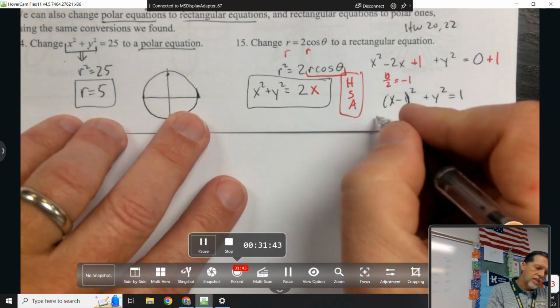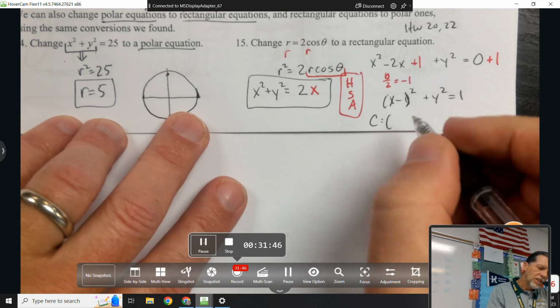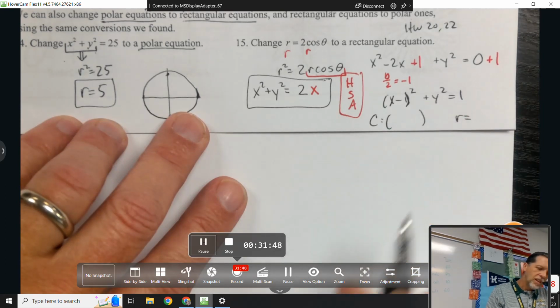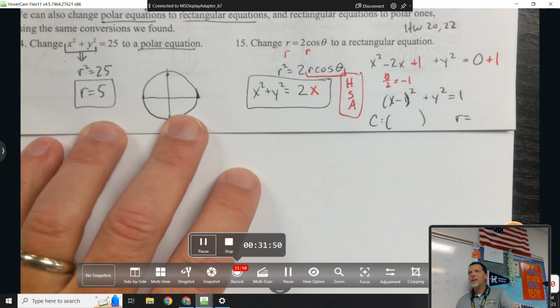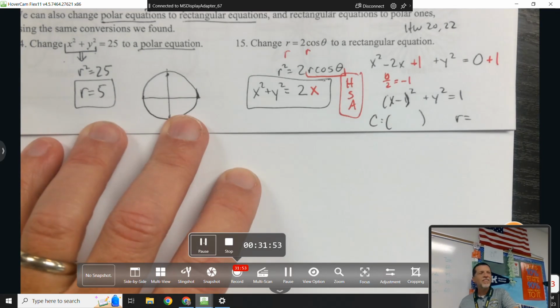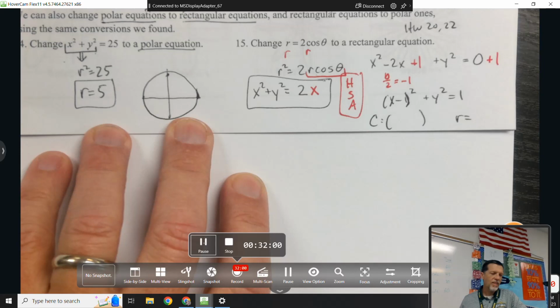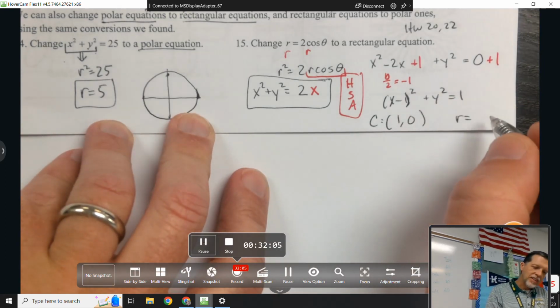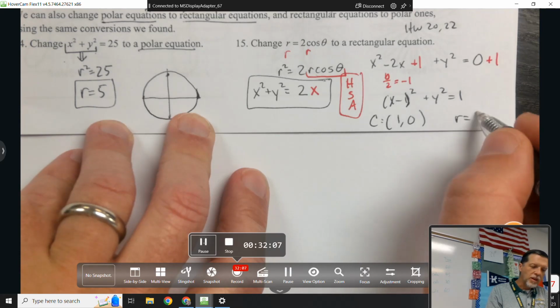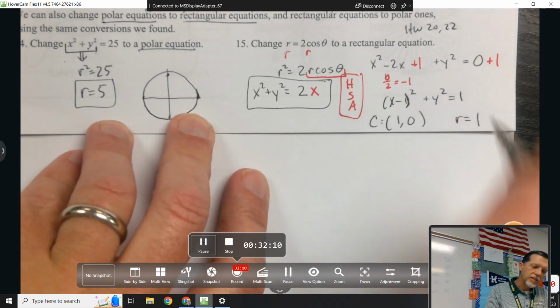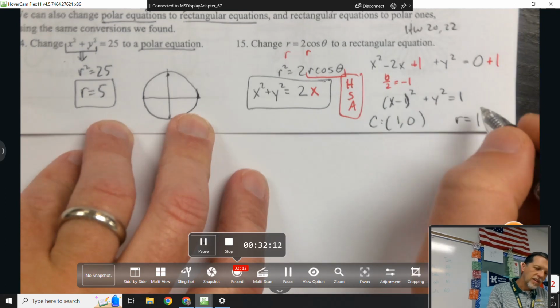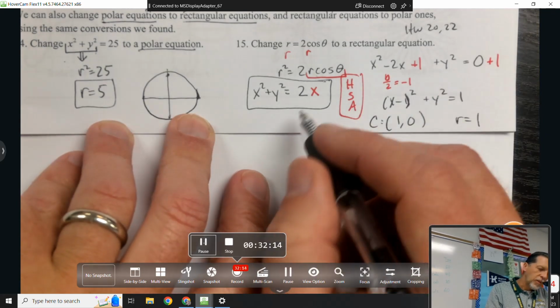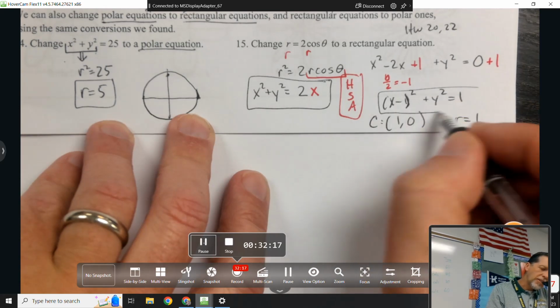So that's a circle with center. Remember this all the way back to last semester? Where's the center of that circle? 1, 0. And its radius is 1. Be careful, because that's r squared over there. So there's our equation, but if we wanted to graph it, we need to change it into that, and then we could graph it.